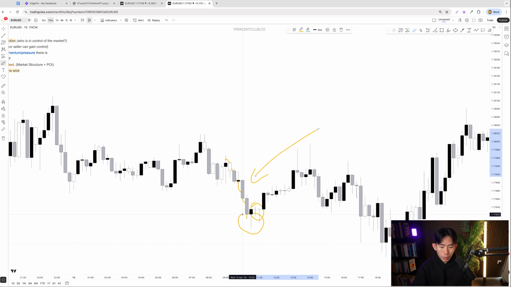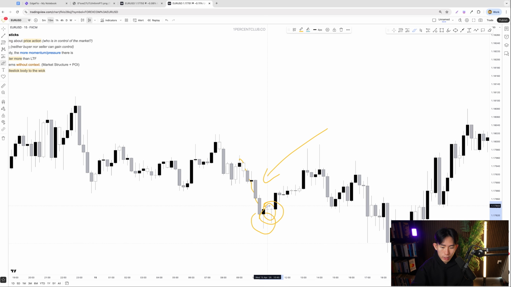The sellers are getting kicked out of the market by the buyers. The first sign was that we got a long low wick right here, which indicates buying pressure. The next sign was that we got a doji candlestick, which tells us that there was indecision. Because if the sellers wanted to take control, price would just continue going down with a lot of bearish momentum and pressure. But that did not happen.